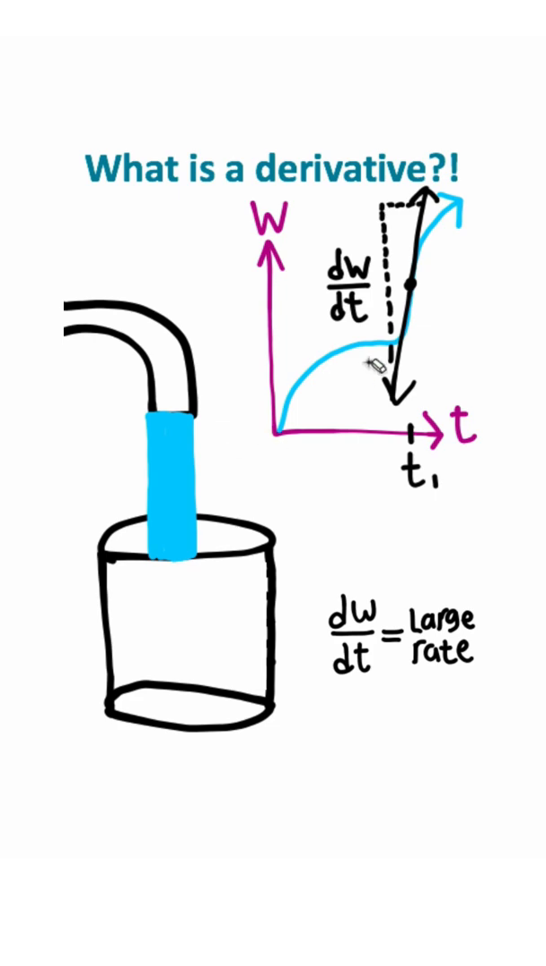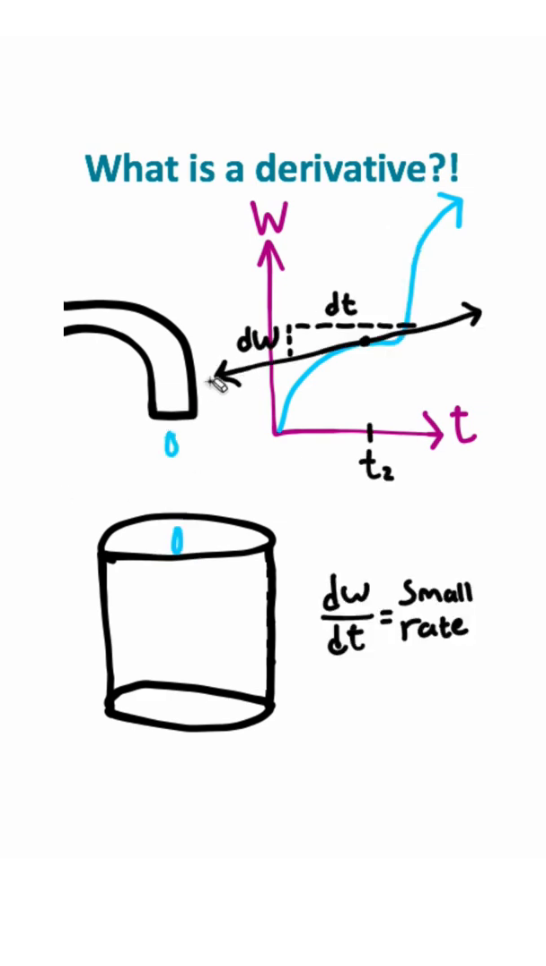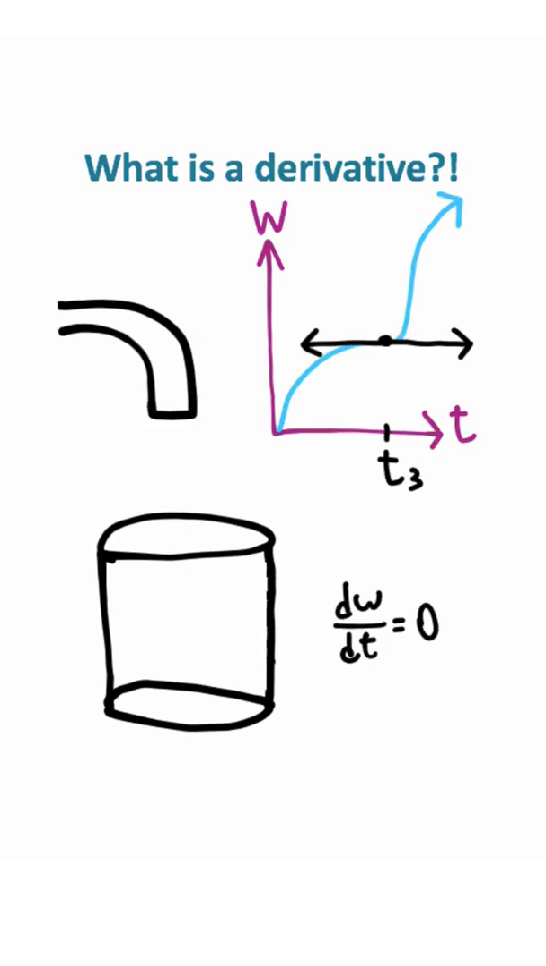That's because there's a very steep slope to this line, and that means a lot of water is entering the bucket at that time. But if you took a derivative at a sooner time where there's not much water entering, you would get a much smaller value for your derivative. And if this line was ever flat, that would mean that your derivative is equal to 0, which means you have no water entering the bucket at all because the water inside here is staying constant and isn't changing.